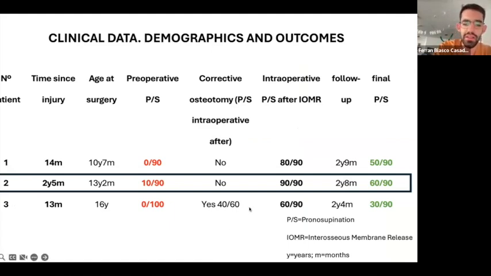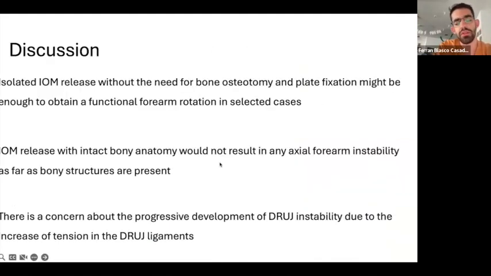There was a case, a really severe case, where we performed the osteotomy and then the interosseous membrane release, and it was the one who got the worst results in the follow-up. In terms of discussion, isolated interosseous membrane release without the need for bone osteotomy and plate fixation may be enough to obtain a functional forearm rotation in selected cases.